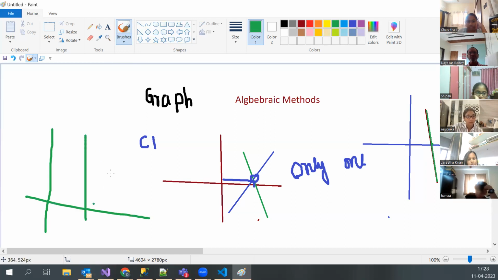The third case is you have a graph where these two lines will never intersect. What does that mean? It has zero solutions, because these two lines are parallel to each other, as we discussed yesterday.